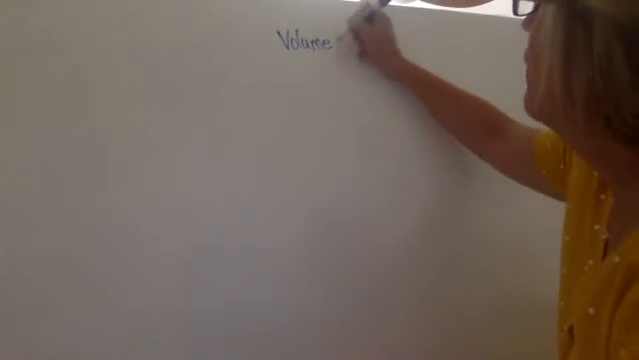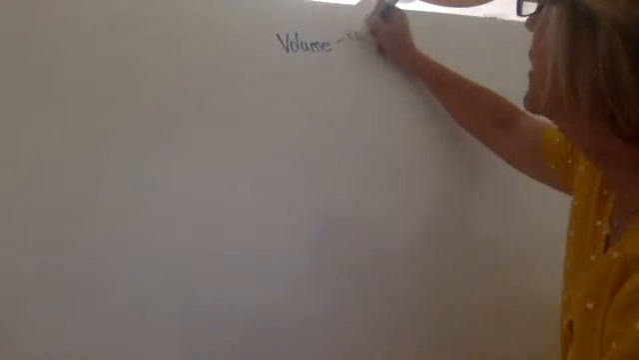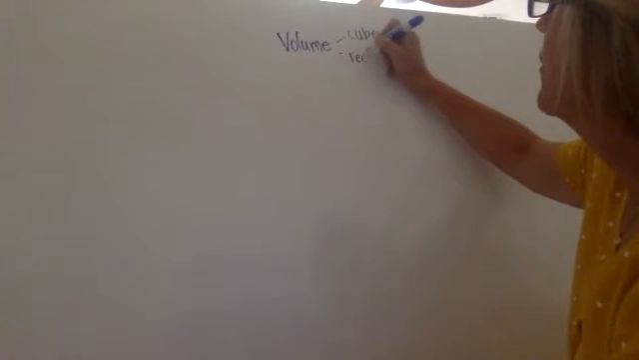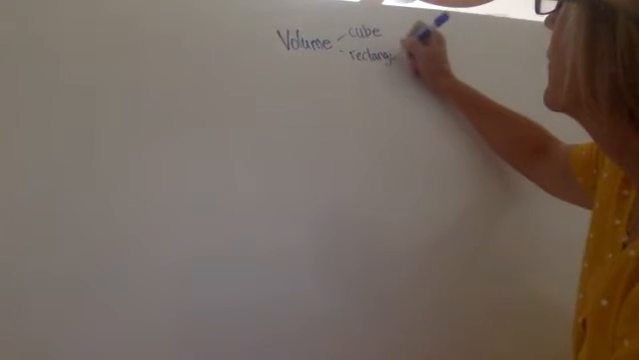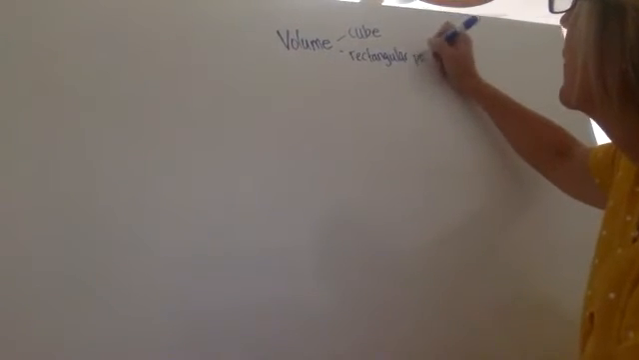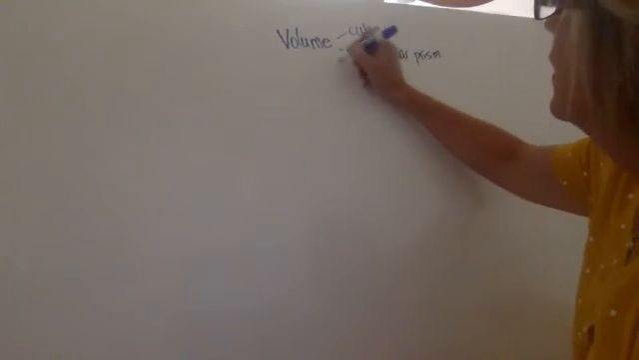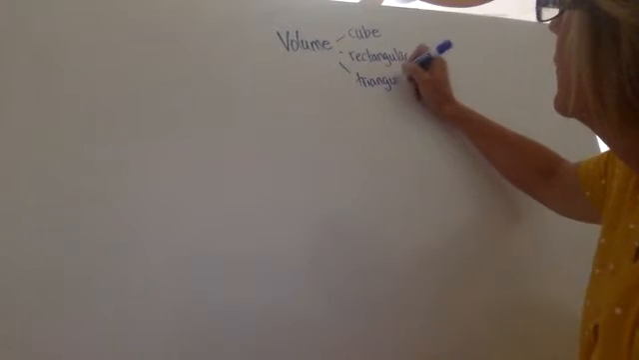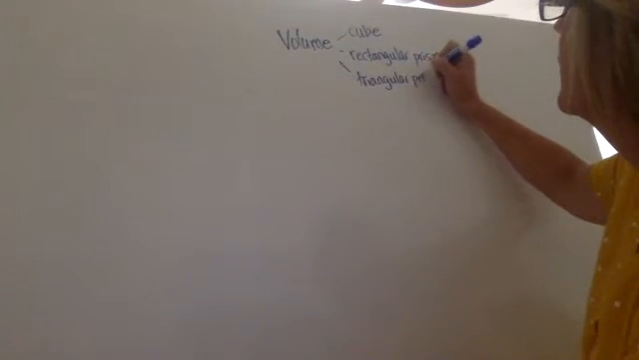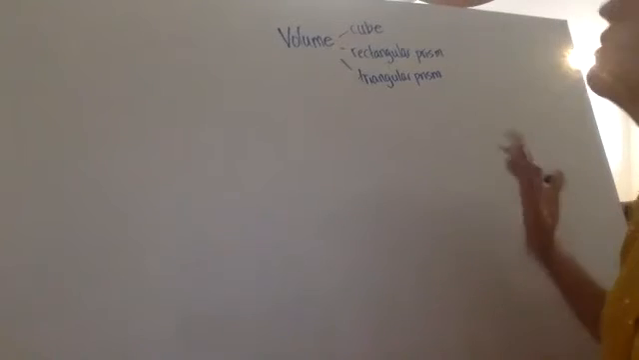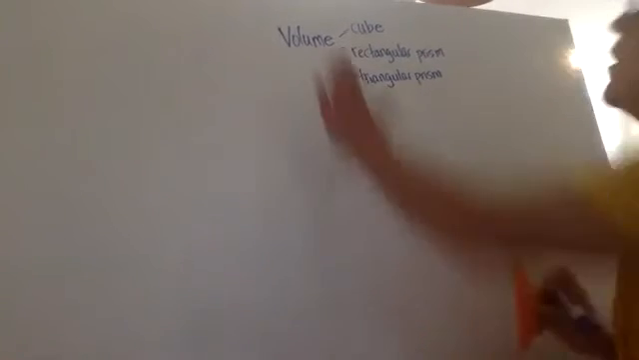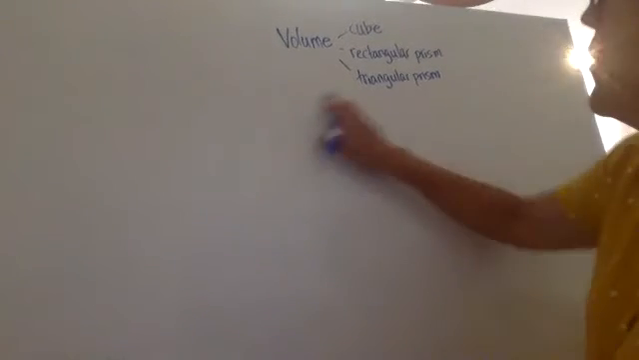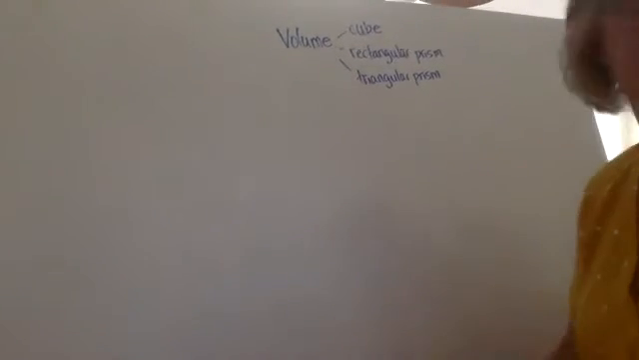So we would be talking about volume when we're talking about things like a cube, shapes like a rectangular prism, things like triangular prisms, pyramids, cylinders. Those would be all something that we call a three-dimensional shape, and it has a volume. The reason we call it three-dimensional is there are three dimensions to that.